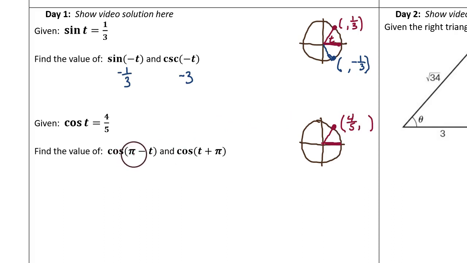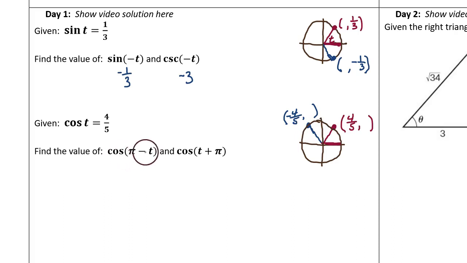Now, what would be pi minus t? What would that look like? Pi is halfway around the circle right here, and subtracting t radians would mean to back up that amount. So this angle here is the pi minus t. Well, what do we know about this dot compared to this dot in red? Its x coordinate is negative 4/5. And then its y value is the same as the y value on the red dot. These are at the same height on the paper.